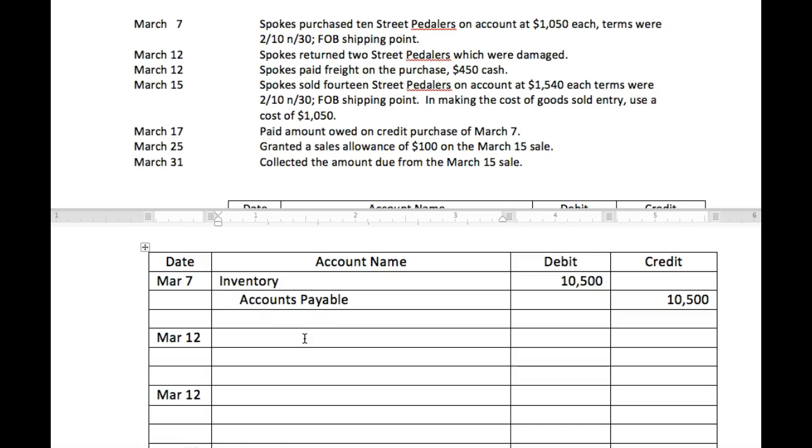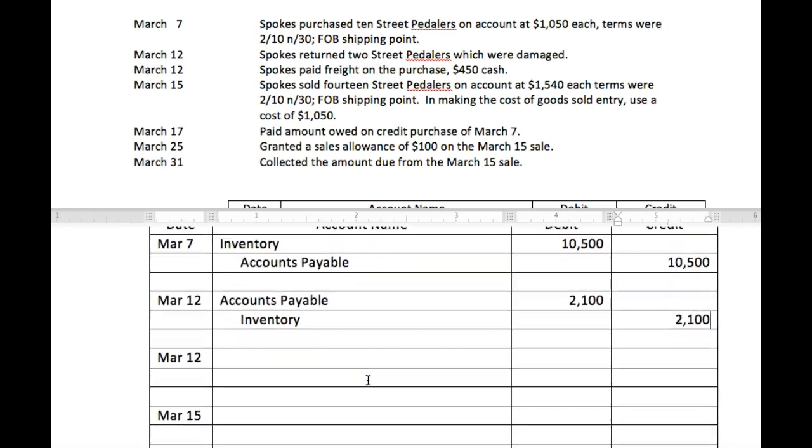On March 12th, Spokes returned 2 Street Peddlers which were damaged. In this case, we're sending them back to our supplier. When we send them back, the first thing that happens is we no longer owe for them. So we need to reduce our accounts payable. It's 2 bikes at $1,050, so we no longer owe $2,100. Now, what's the offset to that? Keep in mind we returned bikes that we had for sale, so we need to show that we are reducing the number of items we have for resale. So our inventory will also go down by $2,100. Again, this is a perpetual inventory system.